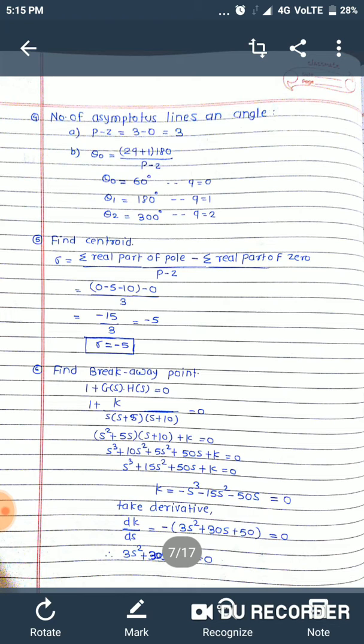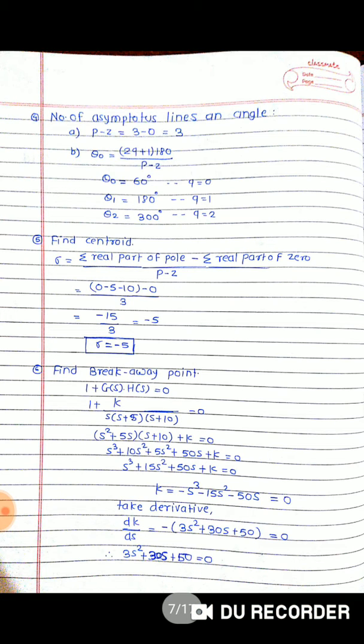Therefore we got the answer as minus 5, that is, the centroid is at minus 5. Next we will find out the breakaway point with the same procedure as we have followed for the first example. Find out the characteristic equation. Then the characteristic equation is 1 plus g of s into h of s is equal to 0. Put whatever the g of s and h of s is provided, then solve it for the k. So we'll solve it in this way.